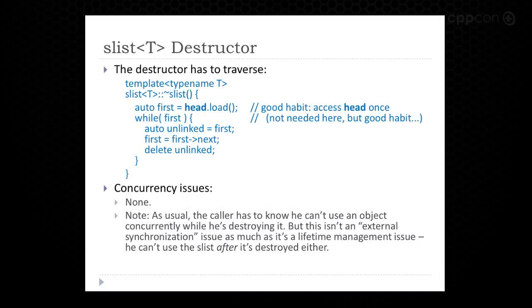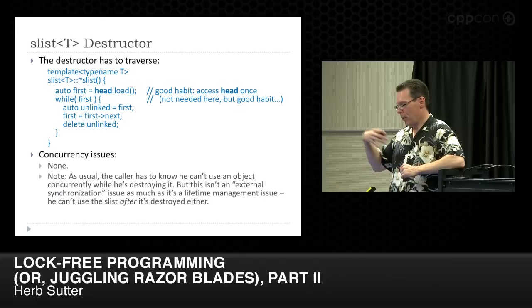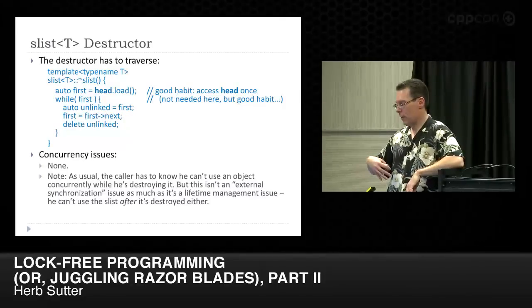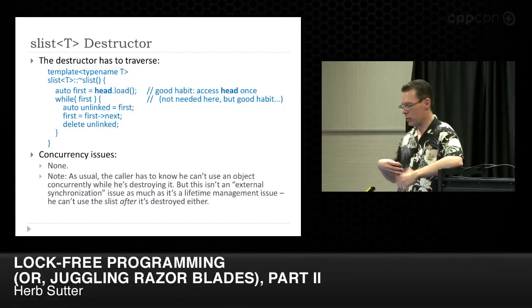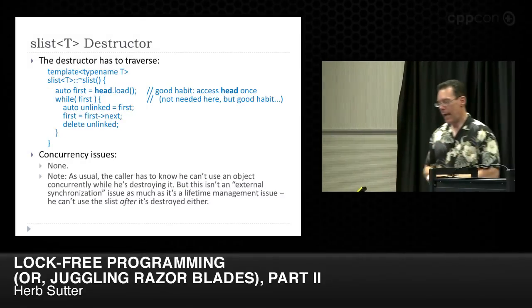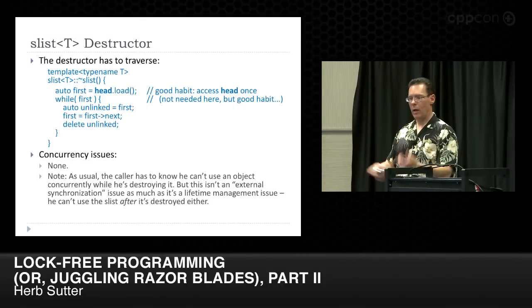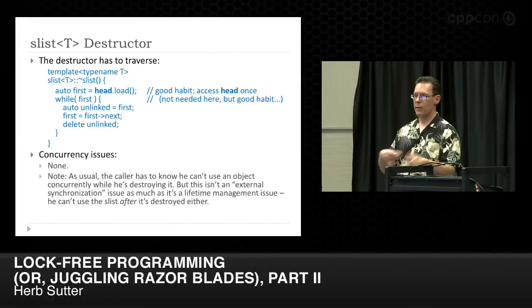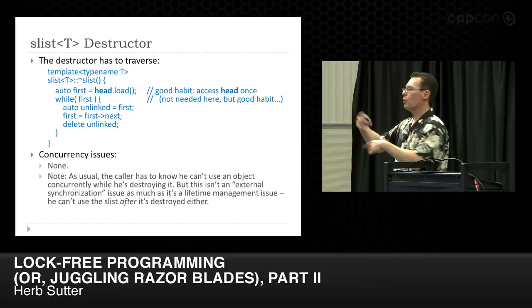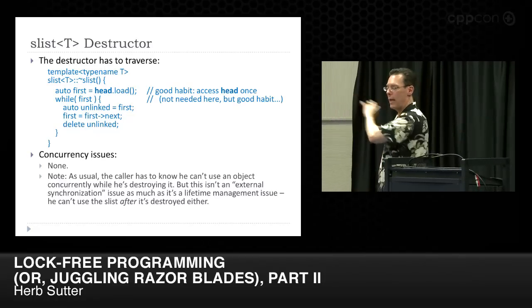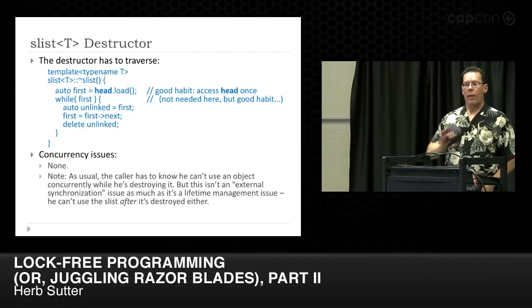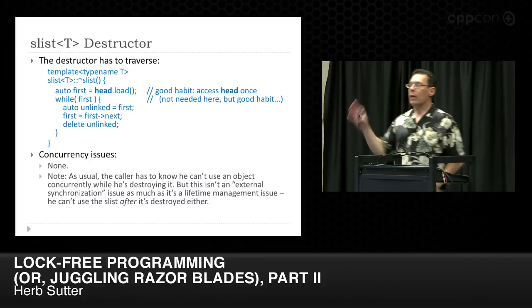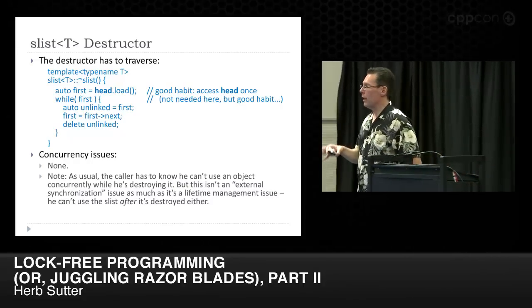Now let's look at the destructor. The destructor, which we've all written 100,000 times, is load head. Now remember, that's reading an atomic variable, and I want a raw pointer, so I'm going to go head.load. And while first, unlink the first one, delete it, and then recurse, or then iterate. So you're going to go through the list and delete each node as you go. There are also no concurrency issues here. Destructors also run in isolation.